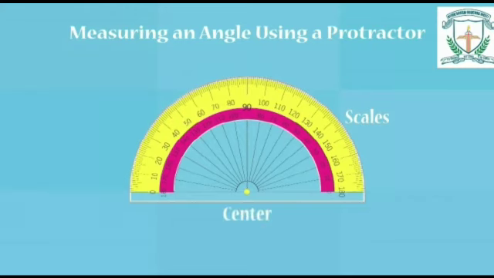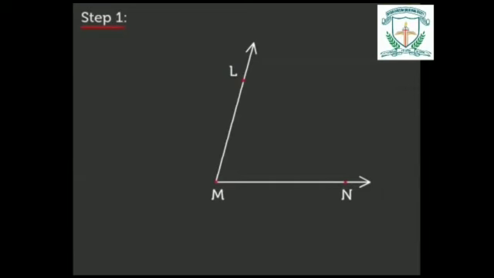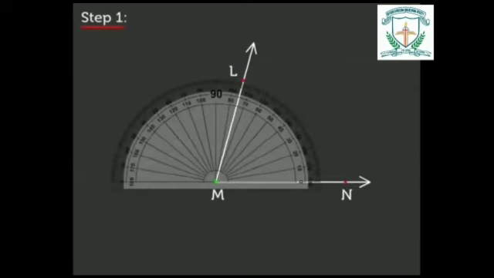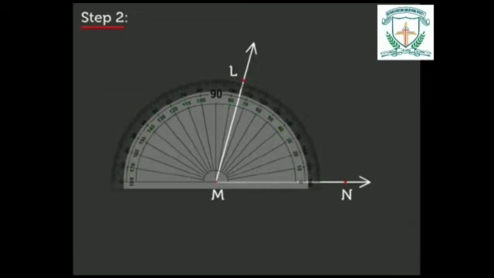Example 1. Measure the angle LMN. Steps to follow. Step 1. Place the central point of the protractor on the vertex M, such that the 0 degrees line coincides with the ray MN. Step 2. Note that the protractor has two sets of reading. We read from whichever side the ray of the angle is pointing towards. Here we read the scale from the 0 on the right as ray MN points to the right.